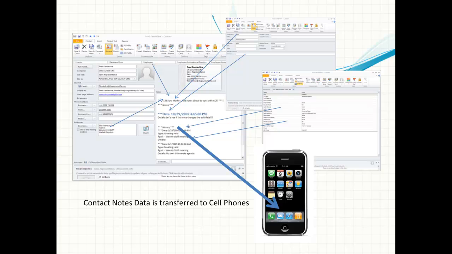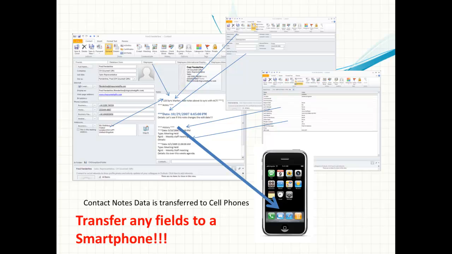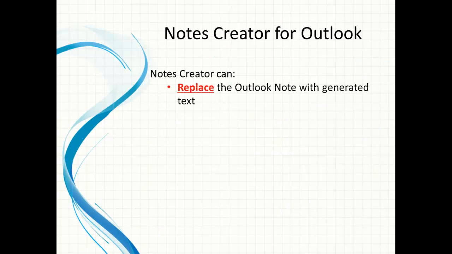So let's just look at how we do this. Here's an example of an Outlook contact. You can insert any fields that are on your screen into the Outlook contact notes section. Also, any user-defined fields that are part of Outlook can be inserted and then transferred over to a cell phone. What this means is any fields that you have in Outlook can be transferred over to any smartphone that you have. Notes Creator for Outlook can replace the Outlook note with generated text.